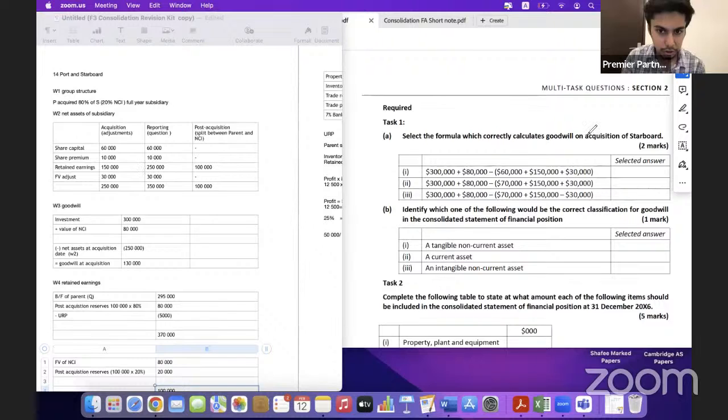Right. Now let's go to the next question, guys. We're asking, identify which of the following is not tangible. It's not a current asset. So therefore, guys, this has the answer non-current asset.